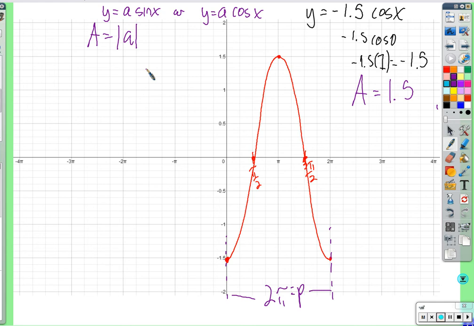Make sense? Amplitude, pretty simple. You look at the numbers out in front, it's just multiplying that. The biggest value that you had to start with in a normal sine graph or cosine graph is 1. So you multiply that by 2, the amplitude is going to be 2. You multiply by negative 1.5, the amplitude is going to be 1.5.